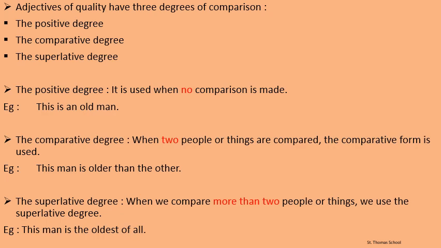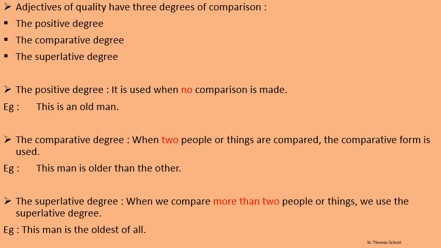Adjectives of quality are divided into three degrees of comparison mainly. So which are those three degrees of comparison? First is the positive degree, second is the comparative degree, and the third is the superlative degree. Let me explain when these individual degrees are used. Let us start with the positive degree.